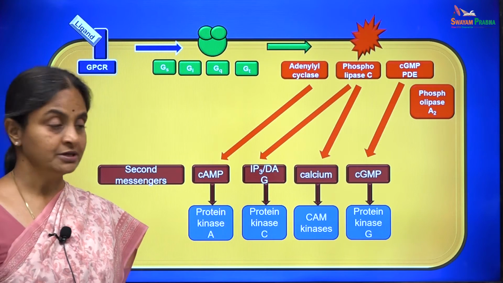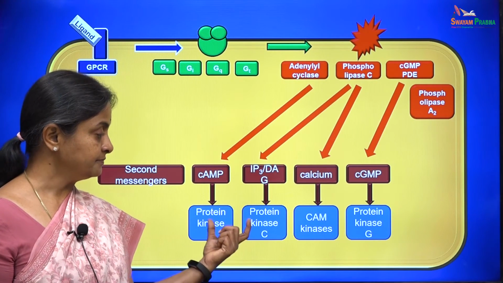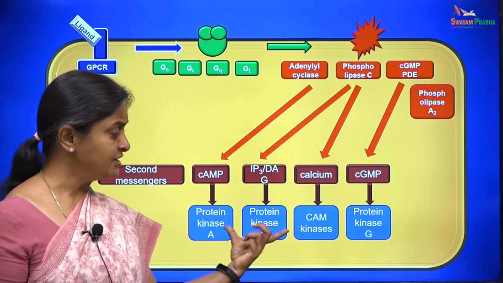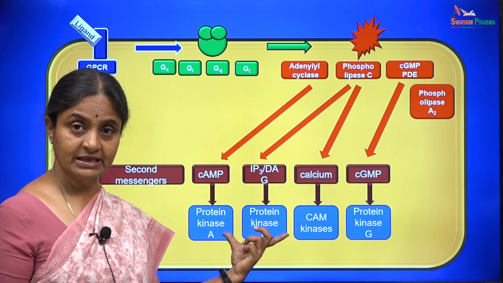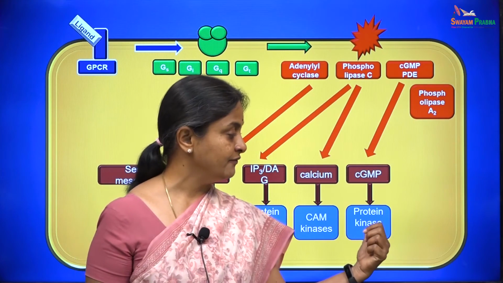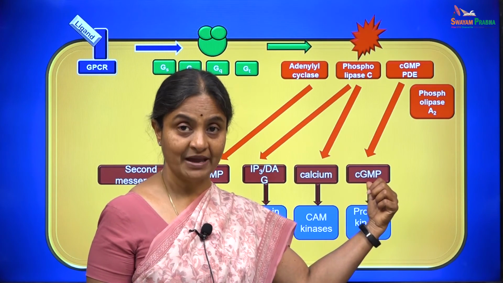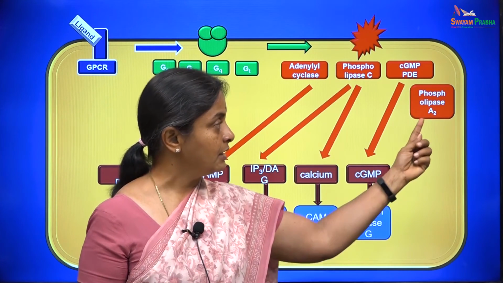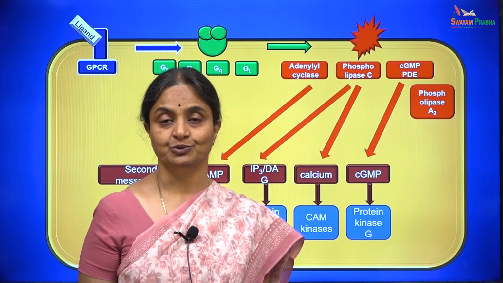In the next session, we will consider the first three pathways in detail, and in the session after that, we will consider cGMP dependent pathways and phospholipase A2.